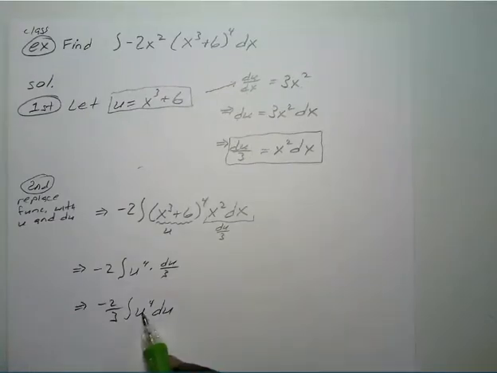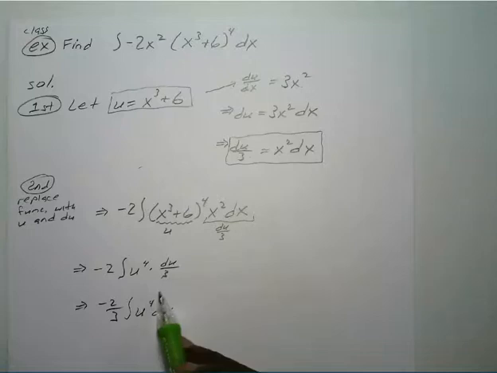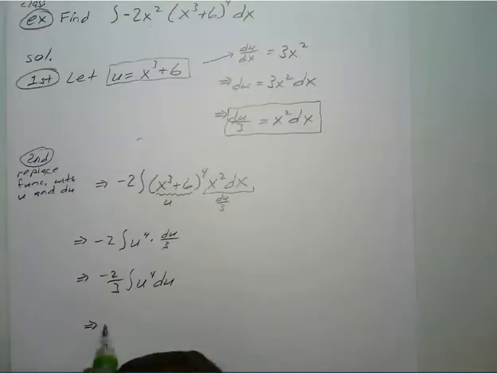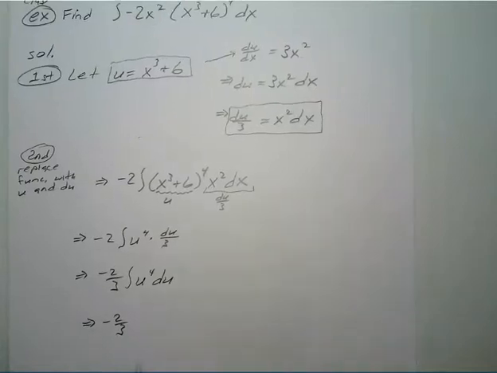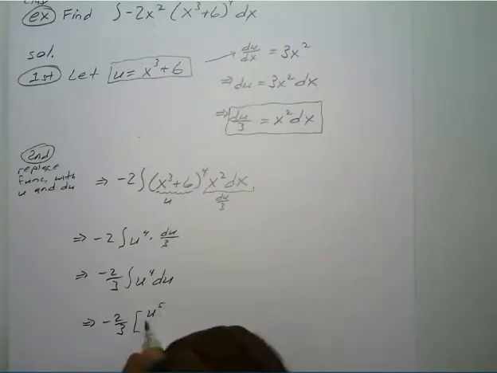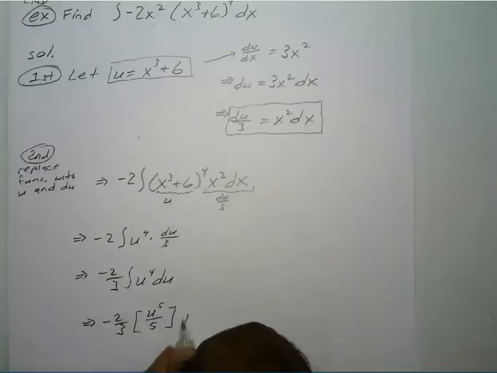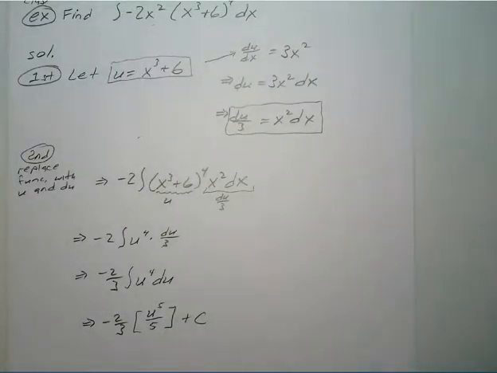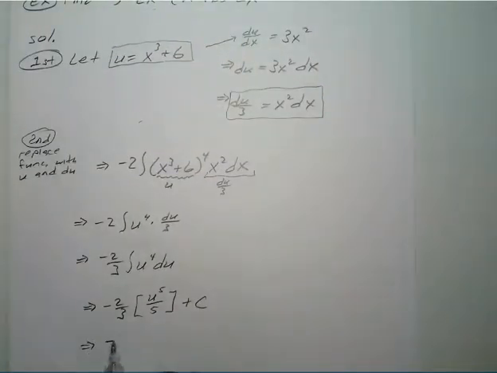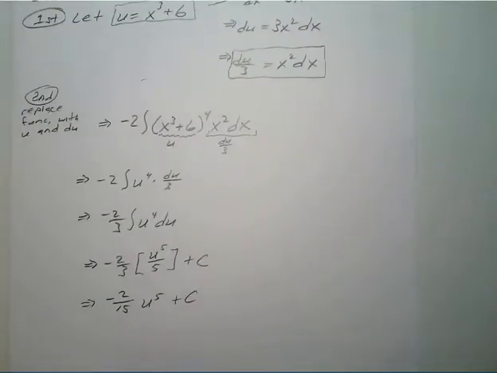Okay, so just like if you had the integral of x to the fourth, that would be x to the fifth over 5. This is the same thing. You have negative 2 over 3 times u to the fifth over 5 plus c. Okay, so we can go ahead and factor that 5 out. So 5 times 3 will give us 15. So that's negative 2 over 15 times u to the fifth plus c. So once you do that, you go to your third step, which is just replacing the u.